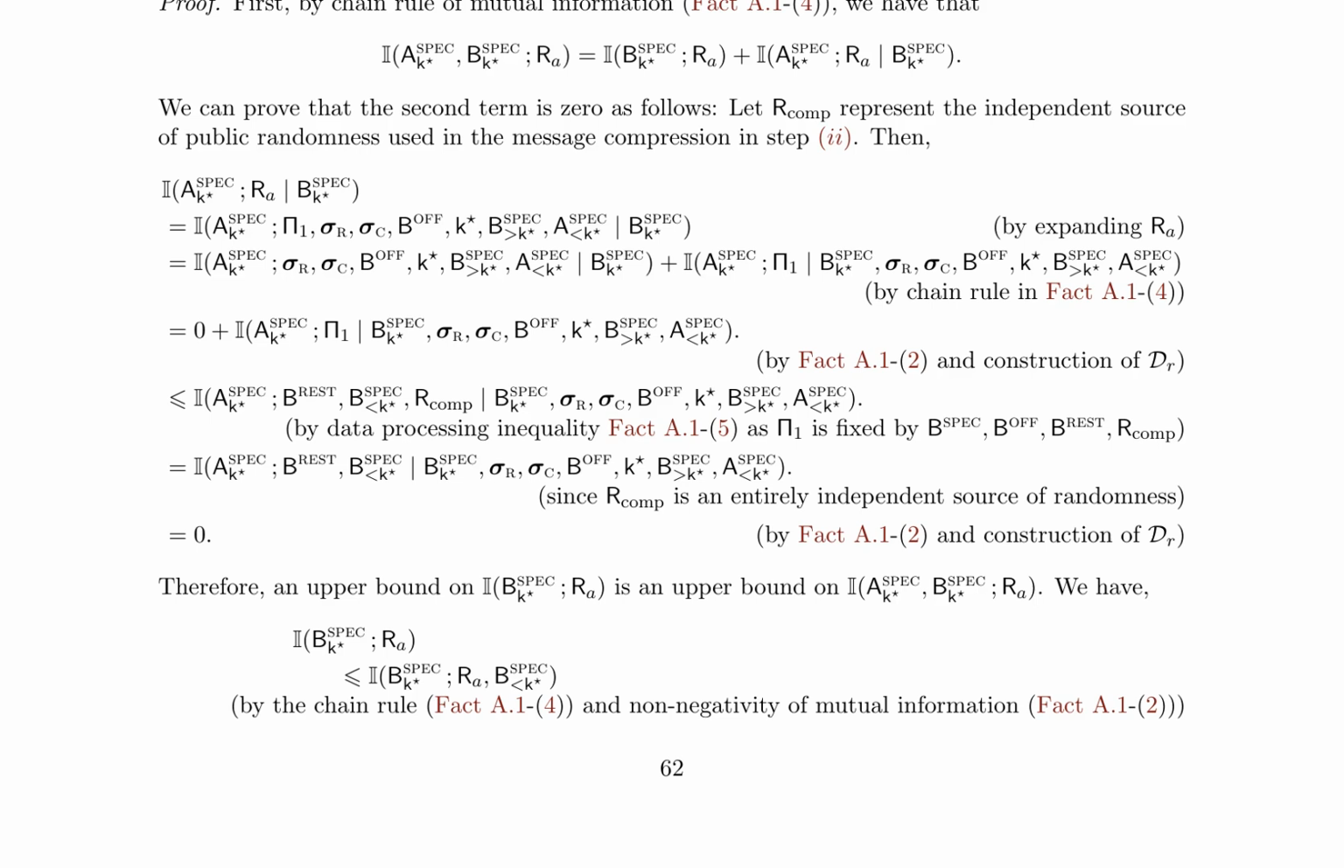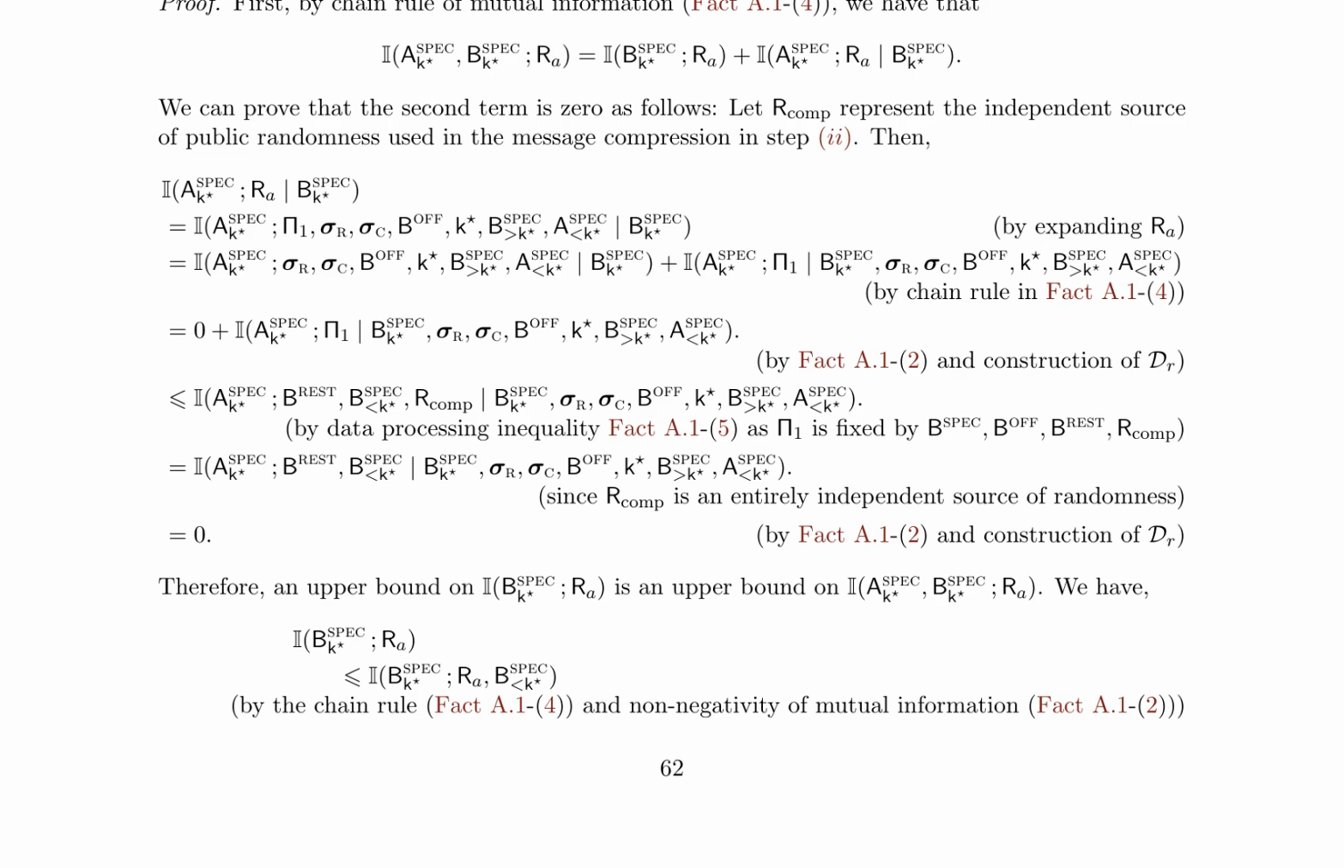The established upper bound on I(B_spec_k; Π_raw) serves as a crucial metric for evaluating the protocol's performance. By bounding the information revealed by Π_raw, the analysis provides a foundation for assessing the protocol's security and efficiency in various scenarios.